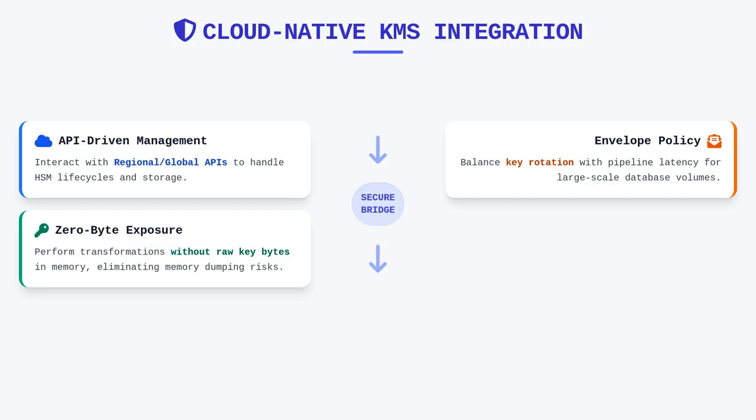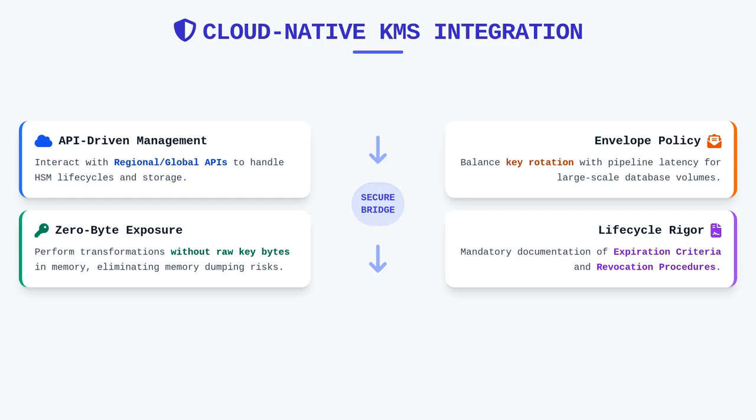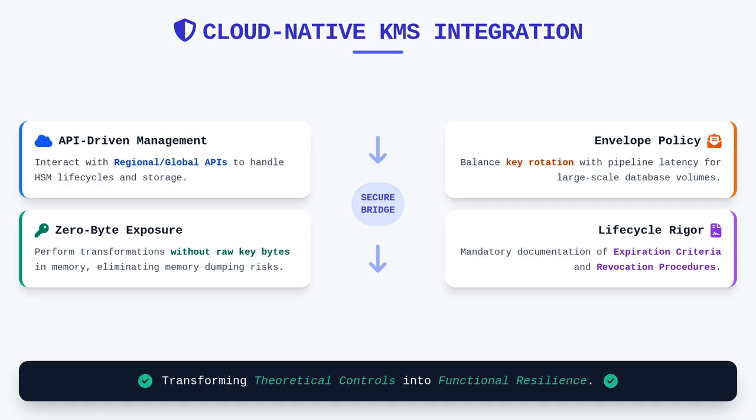When you architect for large database volumes, your focus should be on the policy governing the envelope, ensuring that the overhead of key rotation does not introduce unacceptable latency to your primary ingestion pipelines. You must document the key policies, including the expiration criteria and the revocation procedures, as part of your system lifecycle documentation. Maintaining this technical rigor is the only way to ensure that your privacy controls are not just theoretical, but functionally resilient against the threats identified during your earlier risk assessments.